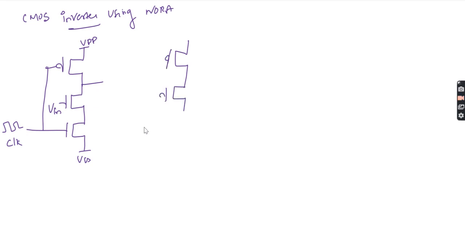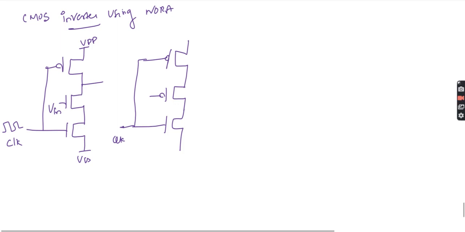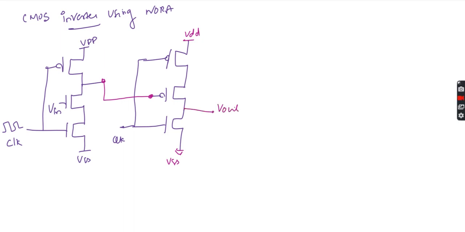So here PMOS, again here is PMOS actually, and NMOS. See, this will be a clock, the same clock only. Now we have to connect this portion to here, like this. This is VDD, this is VSS. Where do you have to take the output? For NMOS you take the output at the top. For PMOS you have to take the output at the bottom actually. So this will be your output.